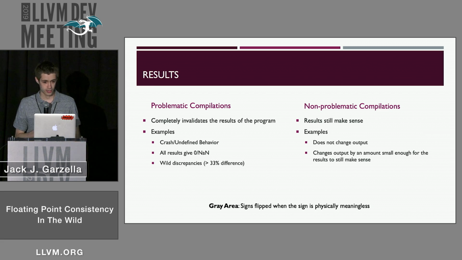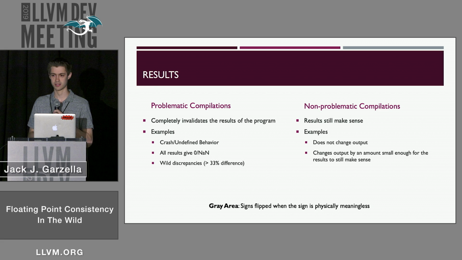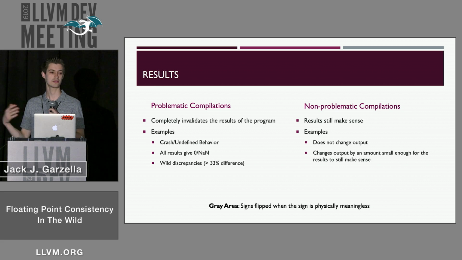That's interesting. A non-problematic compilation is something that either doesn't change the values or changes your values by something that would still maybe make sense to, say, a physicist who's doing research. And so the things that we're most interested in are the ones in the gray area between these two.